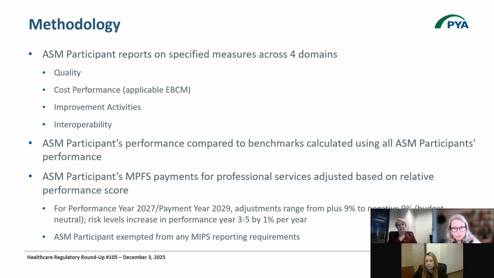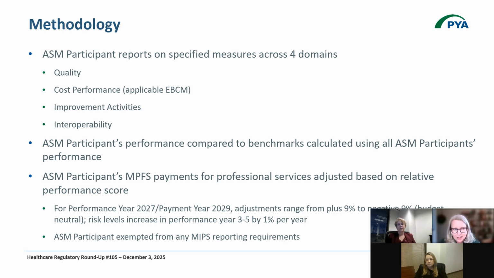Then those that score the best and have the highest scores are going to see adjustments to their Medicare physician fee schedule payments at plus 9% in 2029. And those who perform at the bottom end are going to see negative 9% adjustments. Again, budget neutral program, right? We take from the poor performers and give to the good performers.